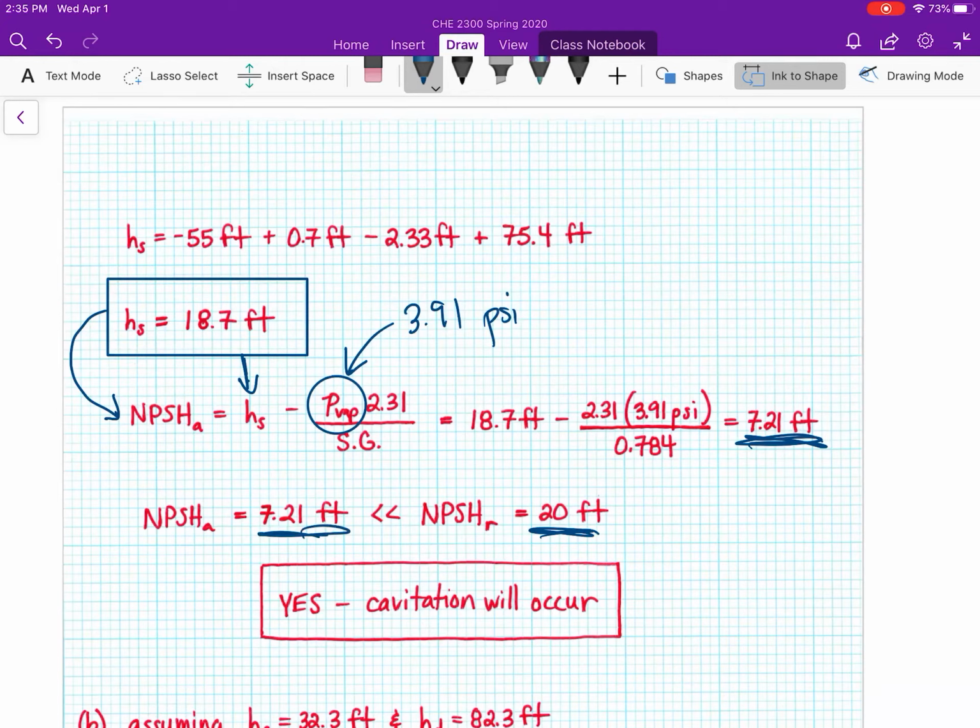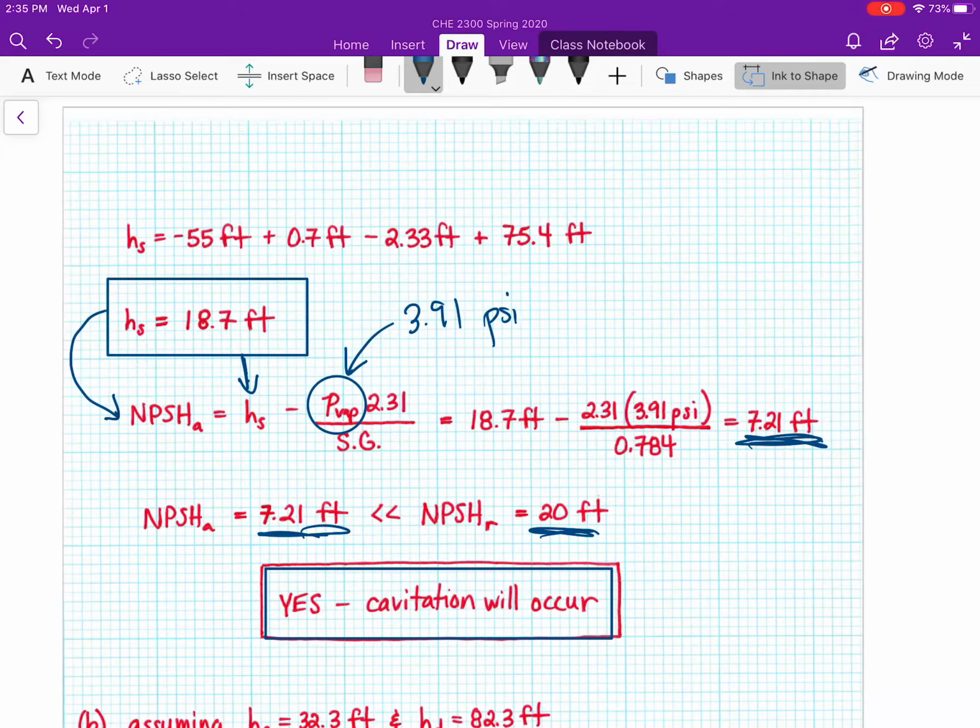And if I look at my number here of 7.21, that is much, much smaller than my net positive suction head required plus my safety factor of 2 feet. And so, because of that, I will have cavitation in my system.